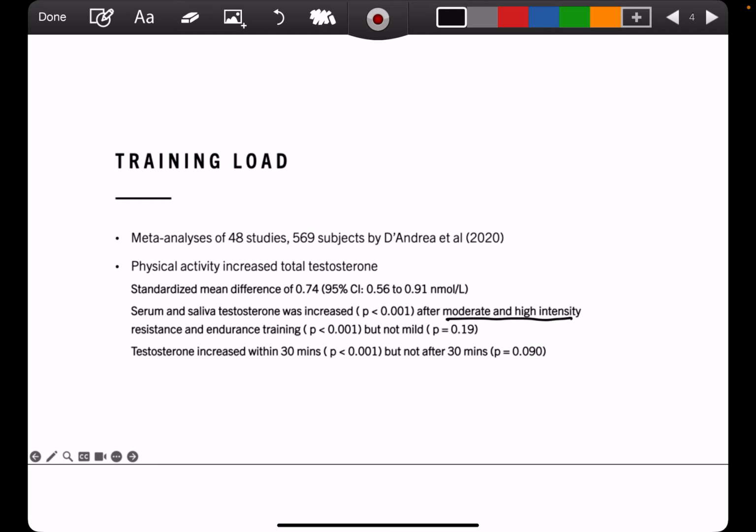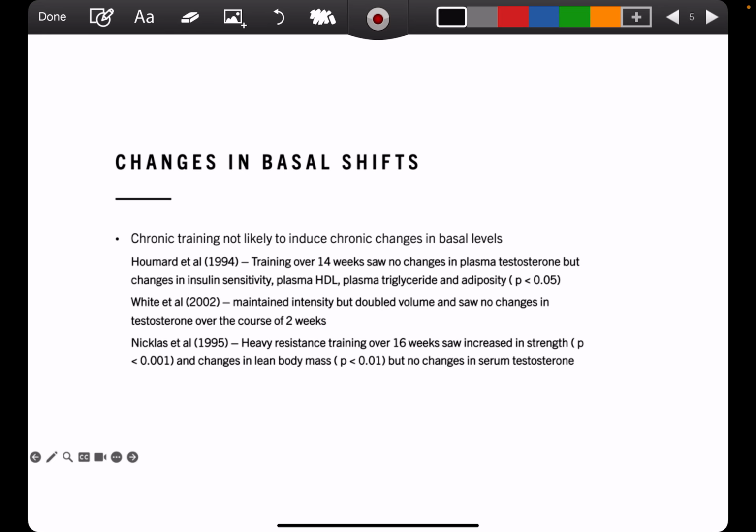The higher, more intense that we are, the less likely we are to be able to sustain that over time. Obviously, resistance training is slightly different, given that there's rest periods. But in endurance training, the more intense that you train, the less likely you're going to sustain that over time. So it makes sense that we have an increase in testosterone with higher intensities and less time, whereas these sub-maximal or mild intensities, which tend to train longer than 30 minutes, do not have changes in serum testosterone.